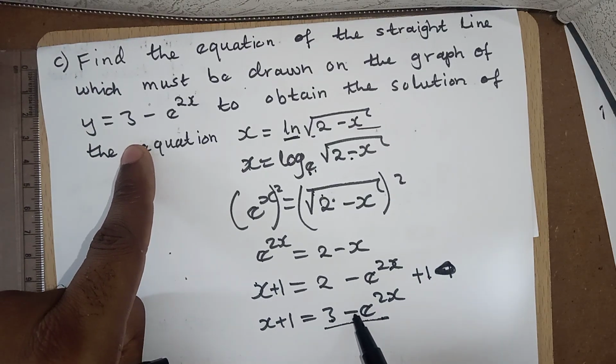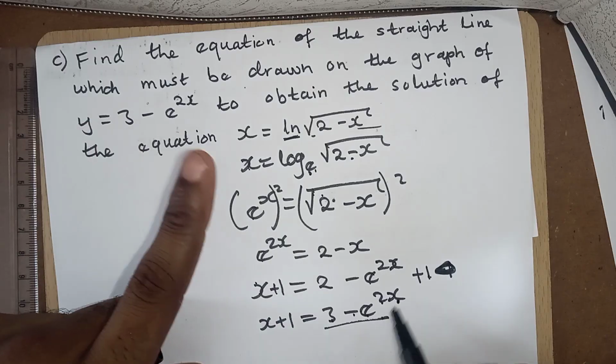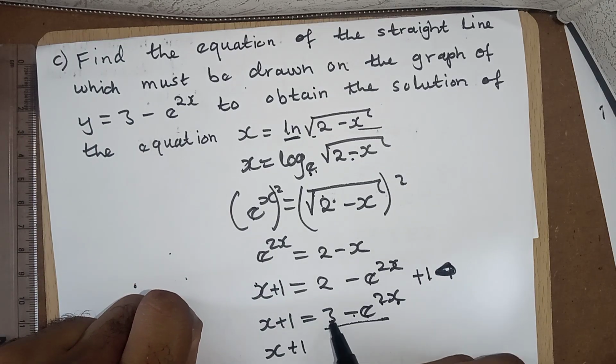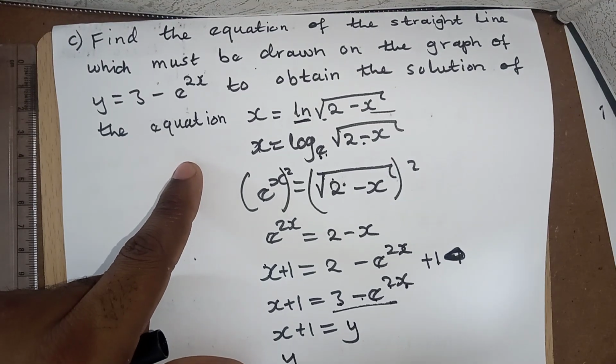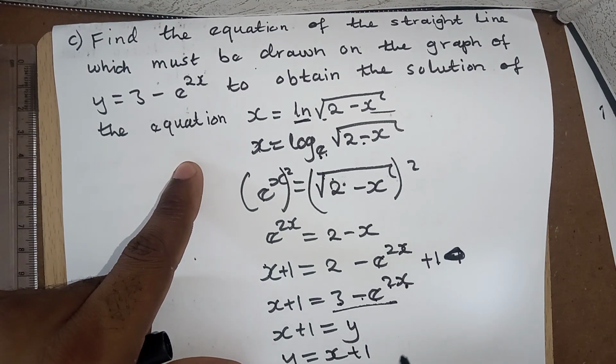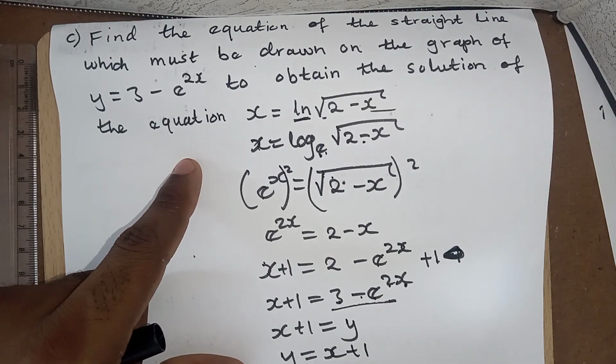So since 3 minus e to the power 2x is y, we can conclude that this thing here is a y. So that means y is equal to x plus 1 is the equation we are looking for, and you are done.